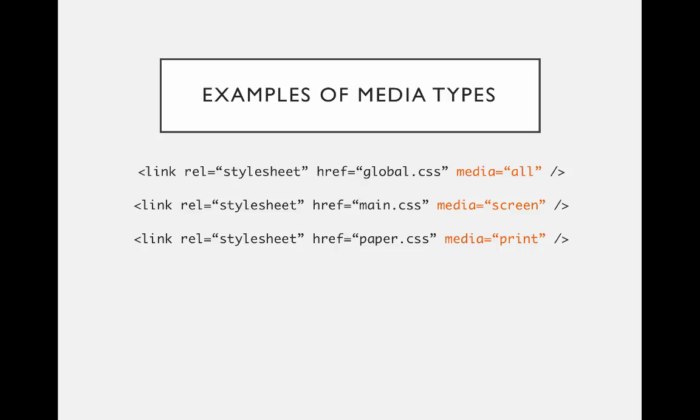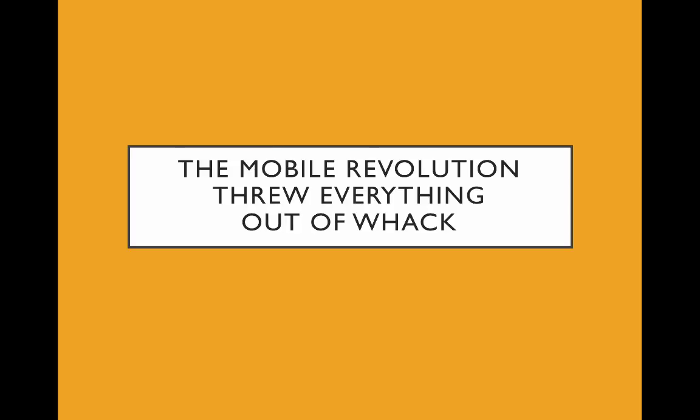For example, global.css is media equals all, meaning it is really trying to accommodate styles for all screen sizes. But then you're going to have main, and that's going to override at least some of the styles, because now it's looking at media type screen, and then you're going to have paper, as if you're intending to print out this page. This is a bit clunky, but it's getting us closer to what we need to accommodate for the mobile revolution.